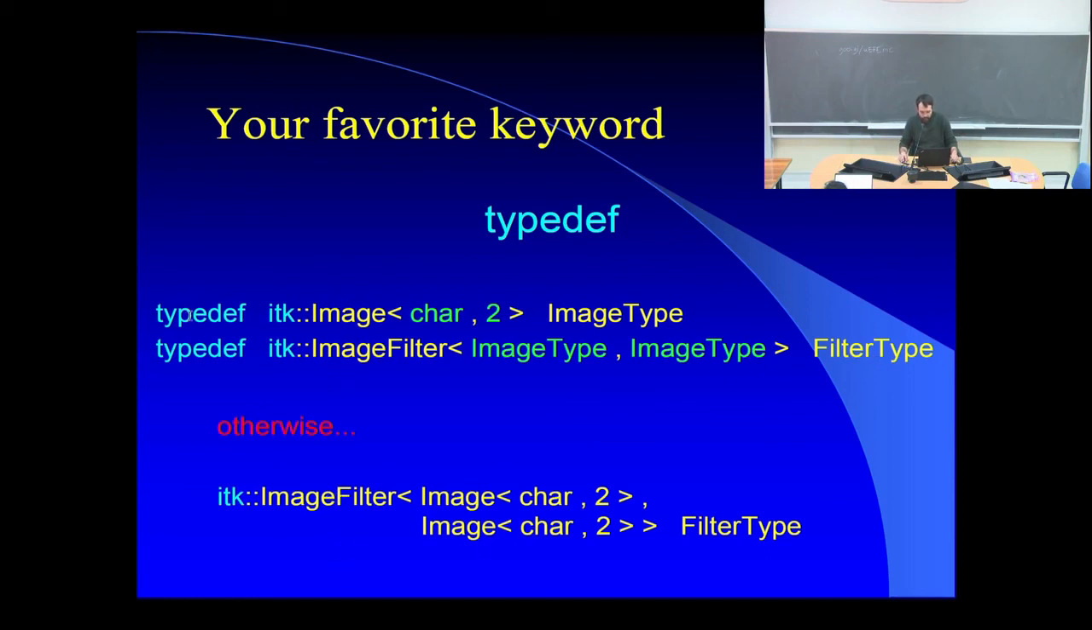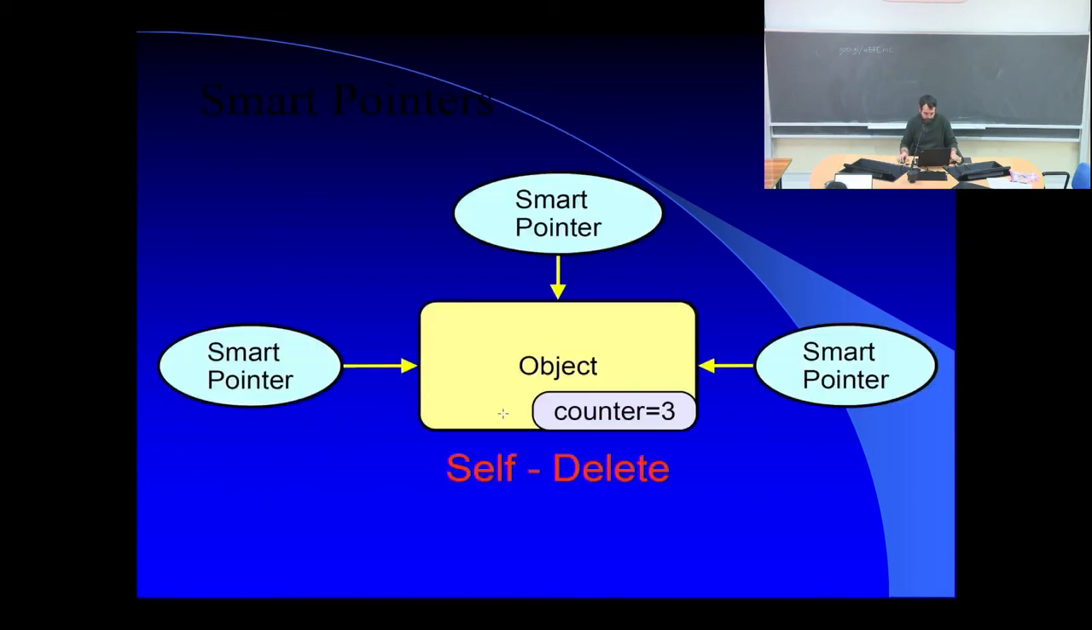Otherwise, if you don't want to use typedef, you can do this. But for one line it's okay, but if you have a full source code, it could be a bit annoying to start writing. Every time you want to use an image, you have to write image, char 2 image. That is very prone to errors. So I would suggest sticking to the first notation here. Anything that you are using from ITK, just use a typedef and put a name. It's much easier and you are much more robust to not having errors. Okay?